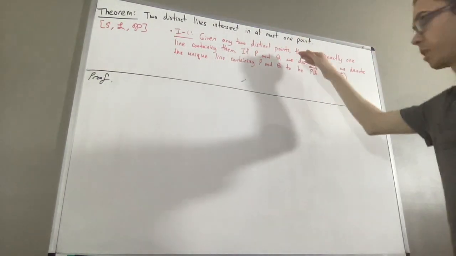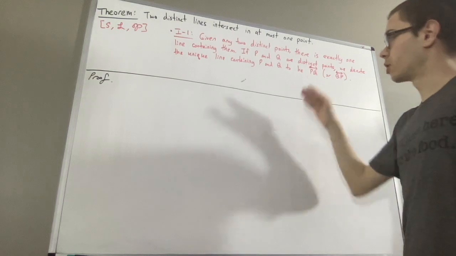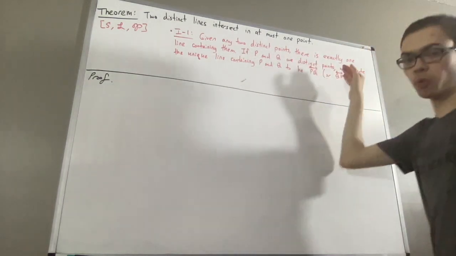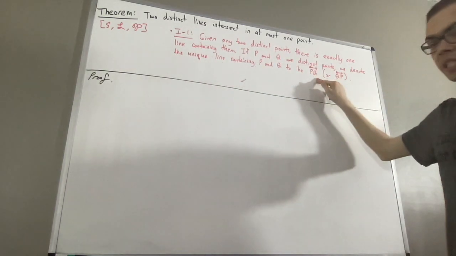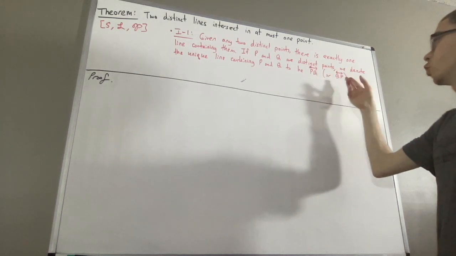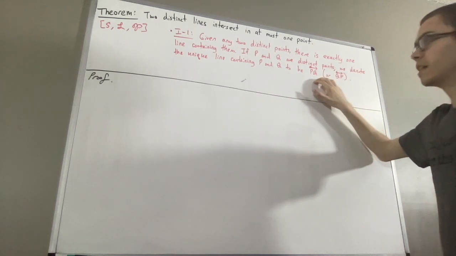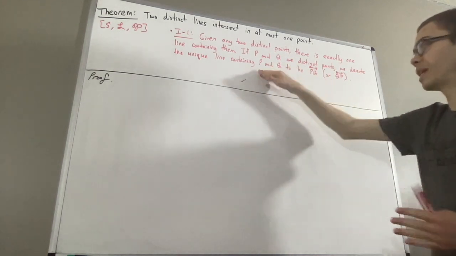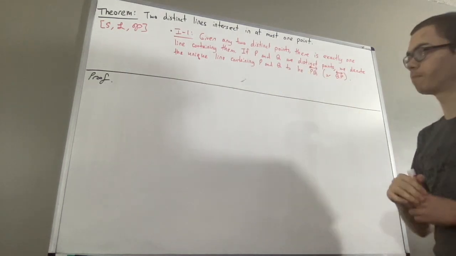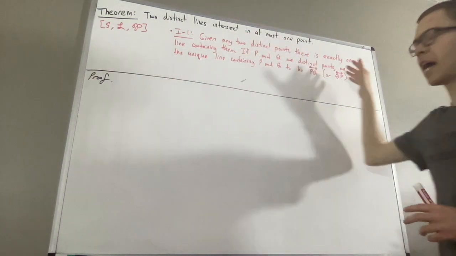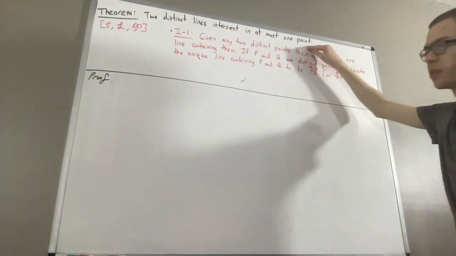Given any two distinct points, there is exactly one line containing them. So if P and Q are distinct points, we denote the unique line containing P and Q like this. Or we could flip the P and Q around and write it like this. Right? This is just reminding us that this is a line that contains both P and Q. And in fact, it is the only line which contains both P and Q. So this is the axiom that we're going to be using. So now, let's get into proving this theorem.